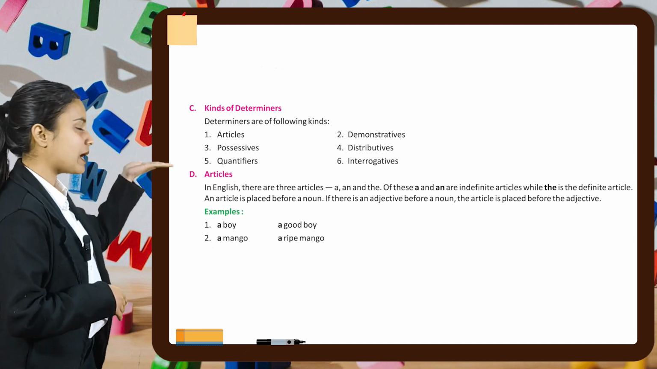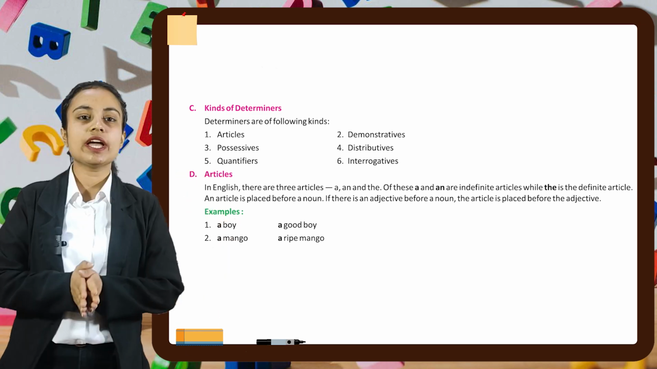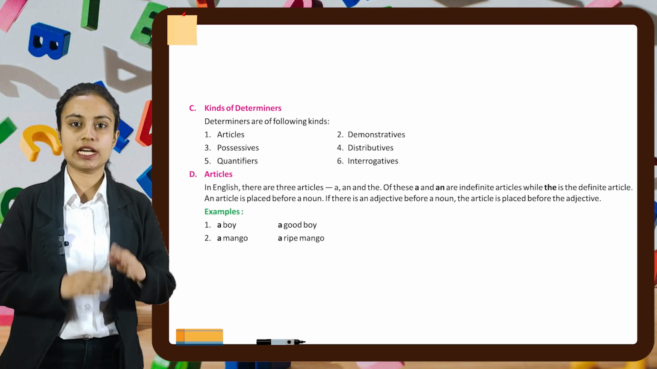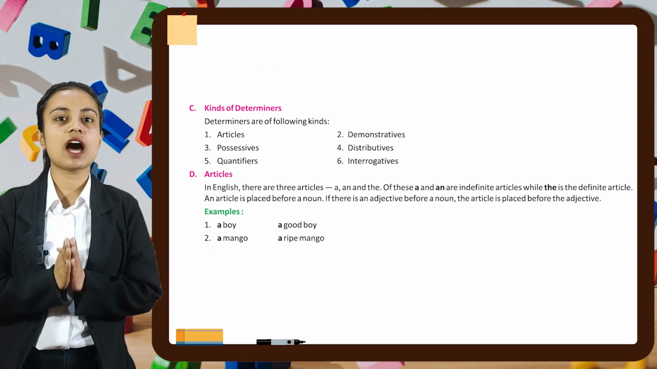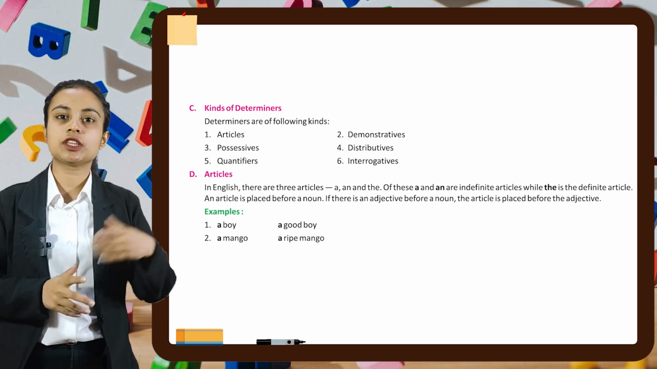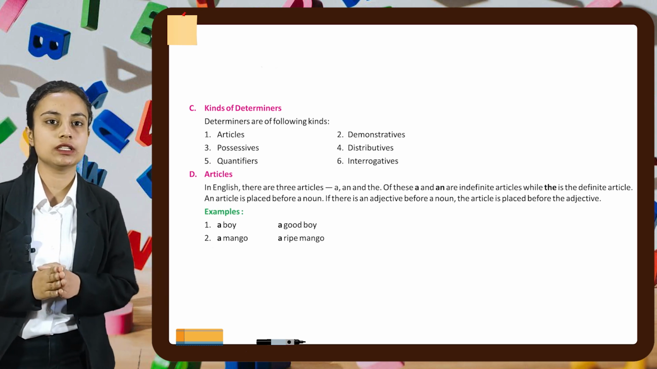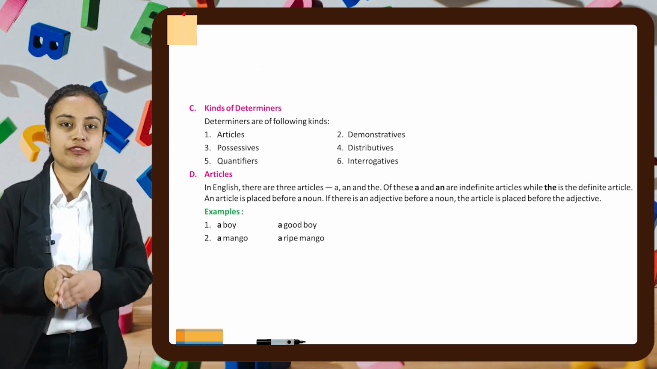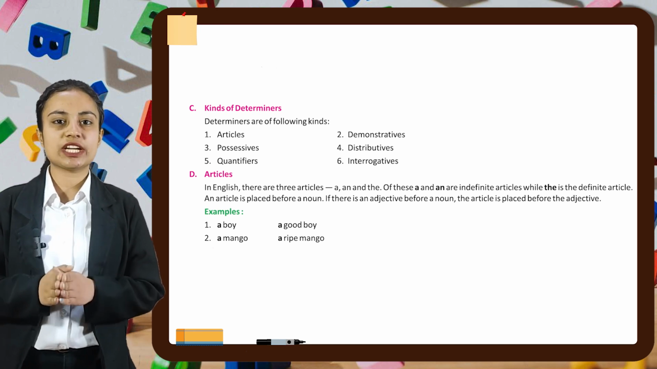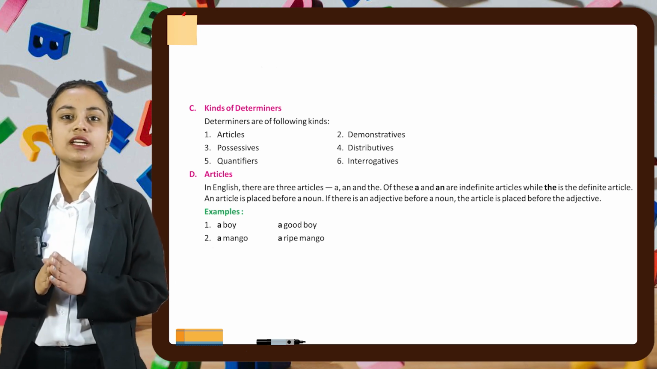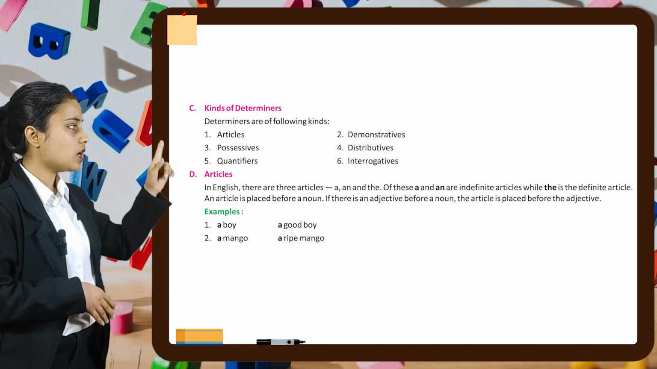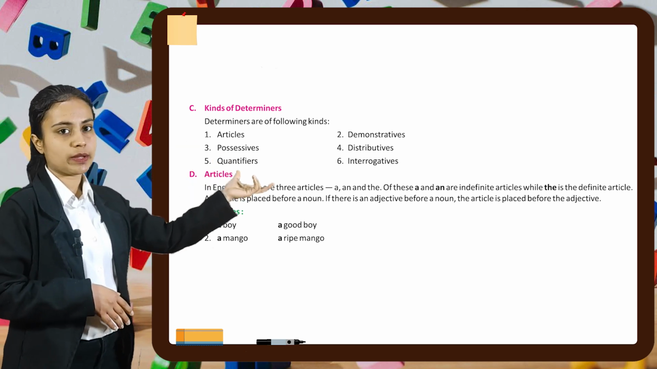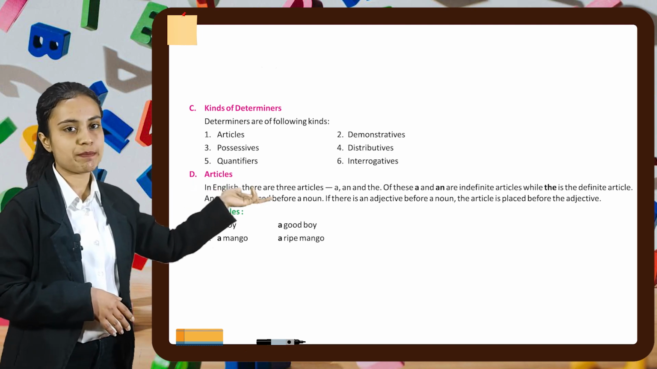So let's start with part D, which is articles. In English, there are three articles, a, an, and the. Of these, a and an are indefinite articles, while the is the definite article. An article is placed before a noun. If there is an adjective before a noun, the article is placed before the adjective. For example, a boy or a good boy, a mango, a ripe mango.